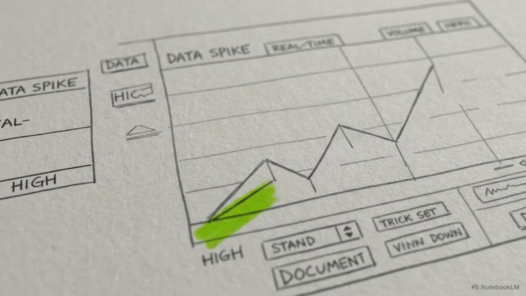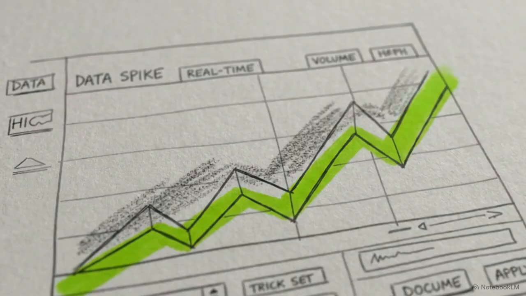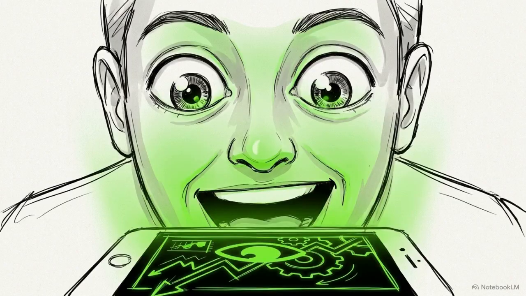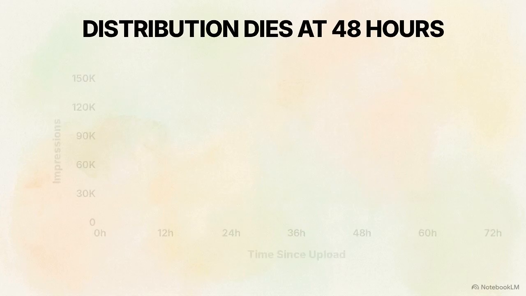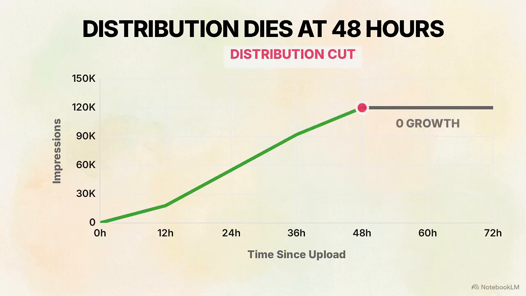You upload a new video, check the Studio app, and see a massive green spike, a 9% click-through rate. The views are pouring in, and the initial data points to a breakout hit. But check back 48 hours later, and that line goes completely flat. The impressions stop, and the video's momentum dies entirely.